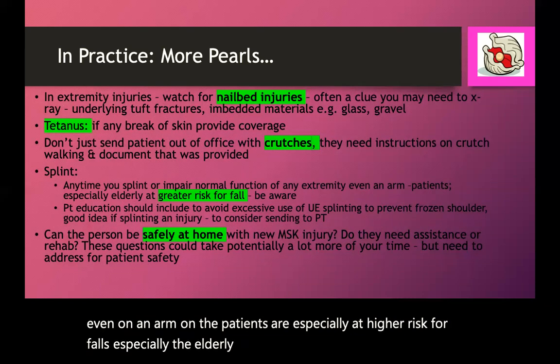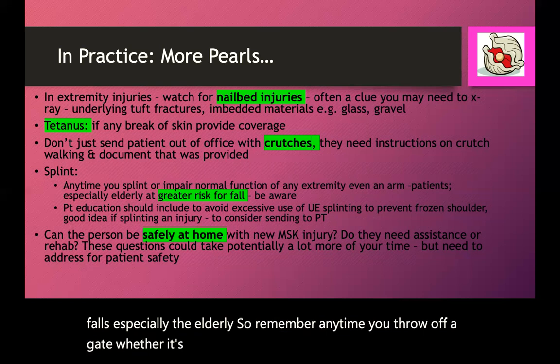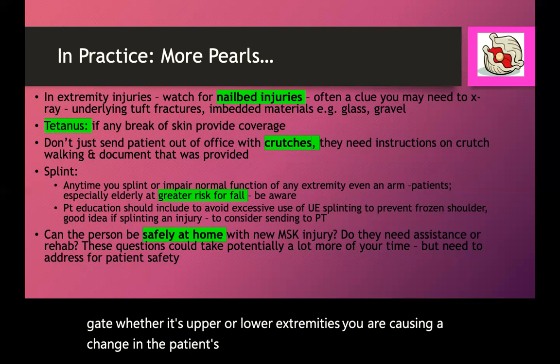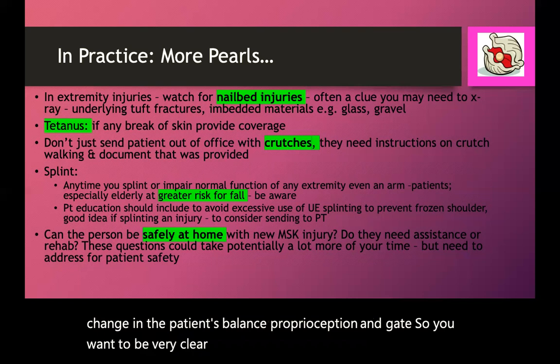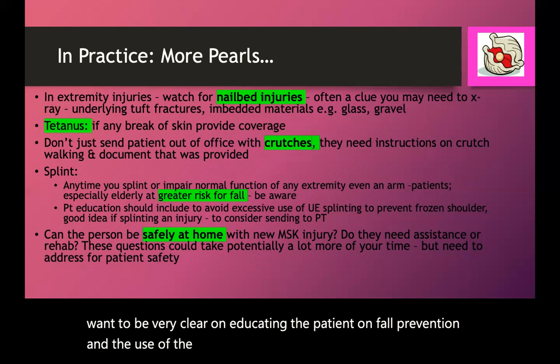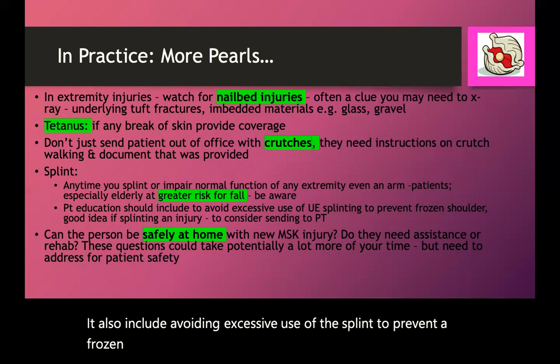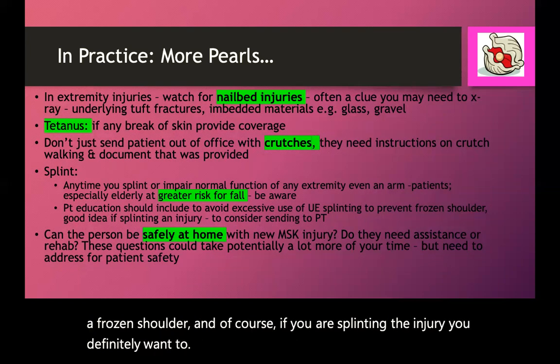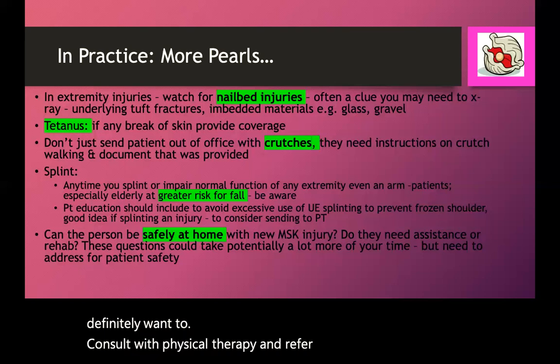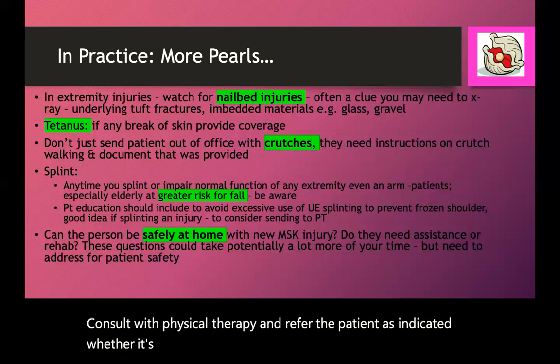So remember, anytime you throw off a gait, whether it's upper or lower extremities, you are causing a change in the patient's balance, proprioception, and gait. So you want to be very clear in educating the patient on fall prevention and the use of the splint. Patient education should also include avoiding excessive use of the splint to prevent a frozen shoulder. And of course, if you are splinting the injury, you definitely want to consult with physical therapy and refer the patient as indicated, whether it's to orthopedics, physical therapy, or occupational therapy.